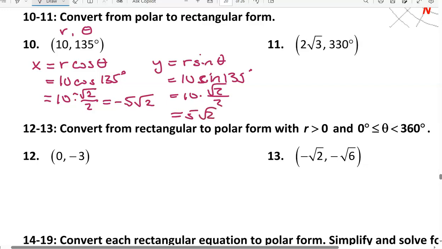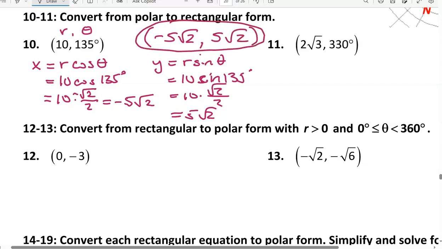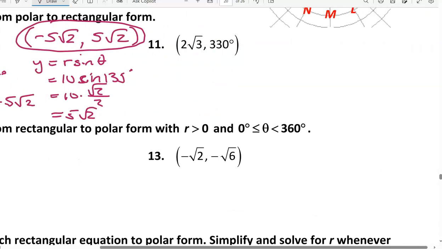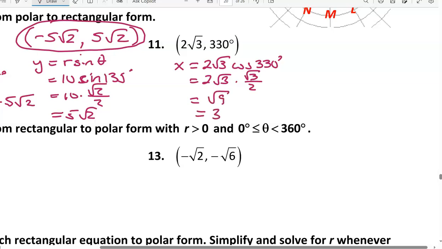So in x, y form, this is negative 5 times the square root of 2, 5 times the square root of 2. So we need to give our answer as an ordered pair in x, y form. In number 11, x is r times the cosine of theta, and the cosine of 330 degrees is the square root of 3 over 2. Multiplying, that gives us the square root of 9, which is equal to 3.